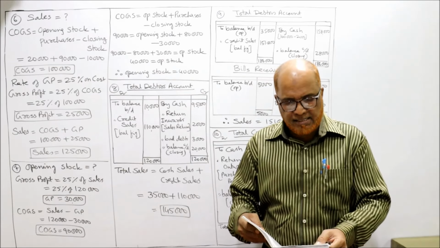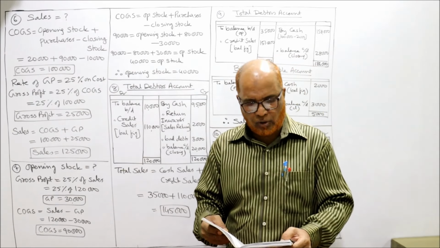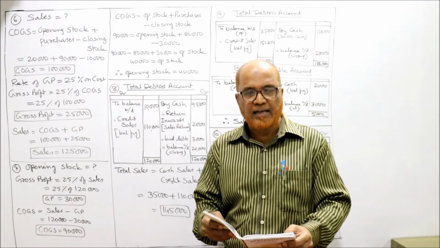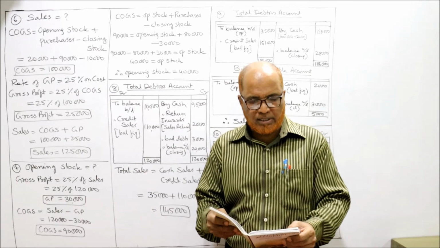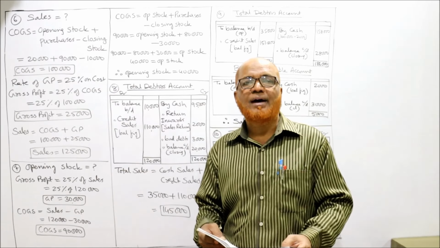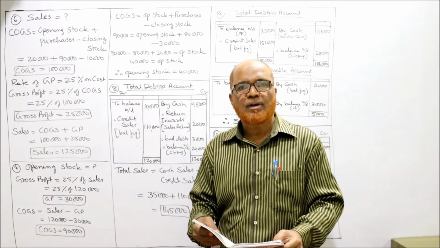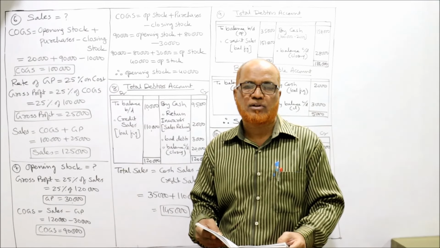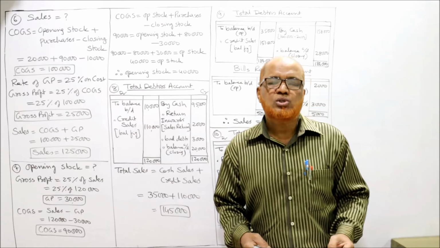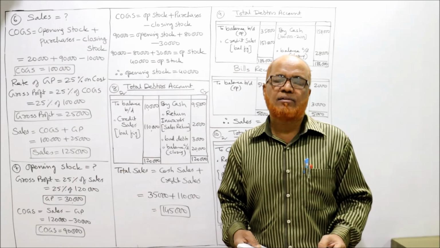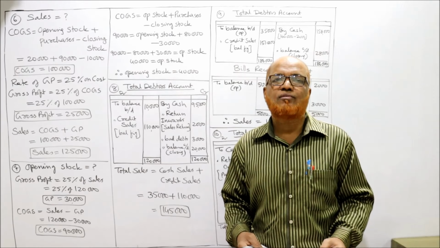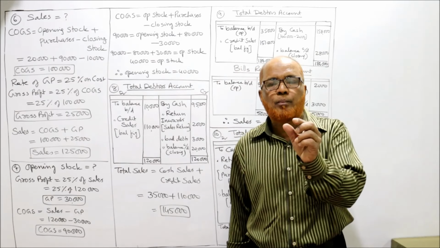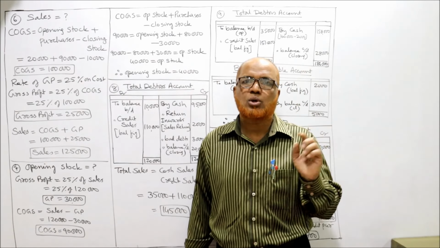See the 6th problem. Ascertain total sales from the following. Opening stock 20,000, closing stock 10,000, purchases are 90,000, rate of gross profit 25% on cost. We have to find out the sales. We are given the information regarding opening stock, closing stock, purchases and rate of gross profit. So first of all, when opening stock, closing stock and purchases are given, we can easily find out cost of goods sold, COGS. Previous problem I told you the formula for COGS, opening stock plus purchases minus closing stock.